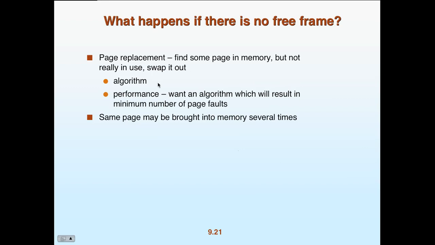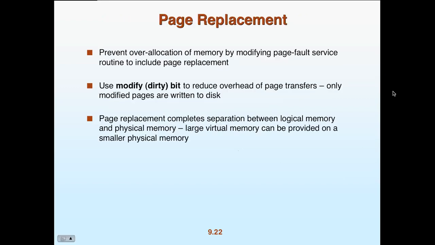So we have an algorithm, and this is kind of deceiving. I should put an S on the end of this, since there are several algorithms for page replacement. And we have performance to consider. We want an algorithm which will result in a minimum number of page faults, because we don't like page faults. And the same page may be brought into memory several different times, so we want to minimize how many times we're bringing it into memory as well.